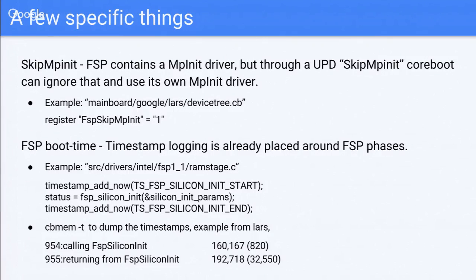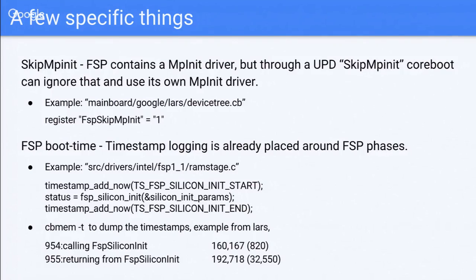Skip MP, I think we talked a little bit about that yesterday from Gary's presentation. So FSP contains a native MP driver and then services and protocols, but it also provides a UPD called skip MP. So coreboot will utilize that to basically bypass the MP driver from FSP and use coreboot's own MP driver. The place to set that is, of course, in the device tree, and you register that configuration.